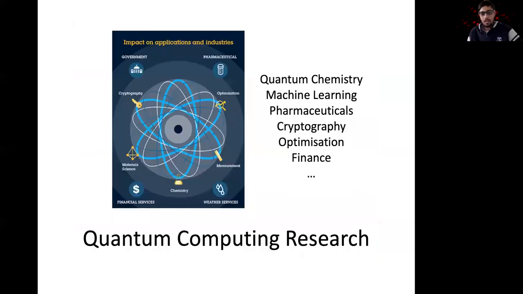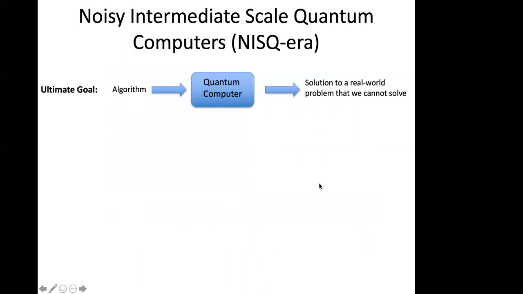So let's look at some quantum computing research. This is the last part of my talk. I'm going to present a few areas where people are working to use quantum computers, or actually develop quantum computers, to solve some useful problems. Some of the areas are listed here. For example, quantum chemistry, machine learning, pharmaceuticals. People in the pharmaceutical industry want to develop targeted drug designs, and they want to use quantum computers for that. Cryptography, secure communication between end-to-end systems, which has a lot of implications from quantum computing, optimization problems, finance.